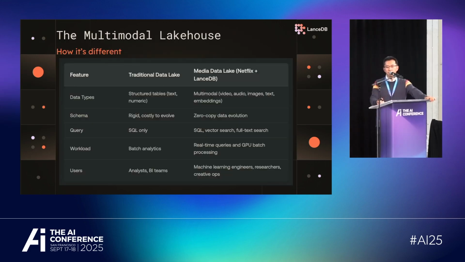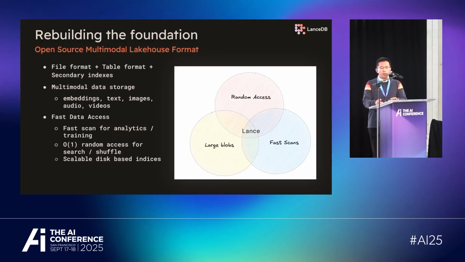So to summarize this case study, we can see how it highlights the difference between traditional data lakes and the media data lake, or this multimodal lakehouse that Lance enables. So the data types are different, the schema are different, the query workloads are also very different, and of course the users are even different in this aspect as well. So why does Lance, or how does Lance solve this problem? We do it by rebuilding the foundation, right?